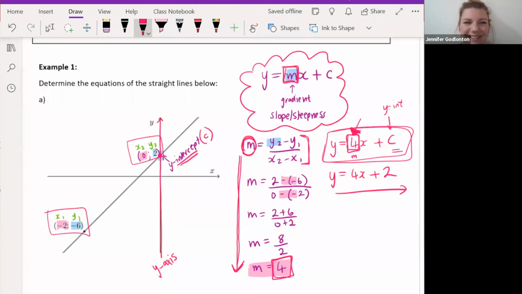And the y equals 4x plus 2. Where did you get the 2? That 2 is our y-intercept, the value where it crosses our y-axis. And so that 2 over there became my c value. Okay, ma'am. Thank you. No problem. Thanks for asking.